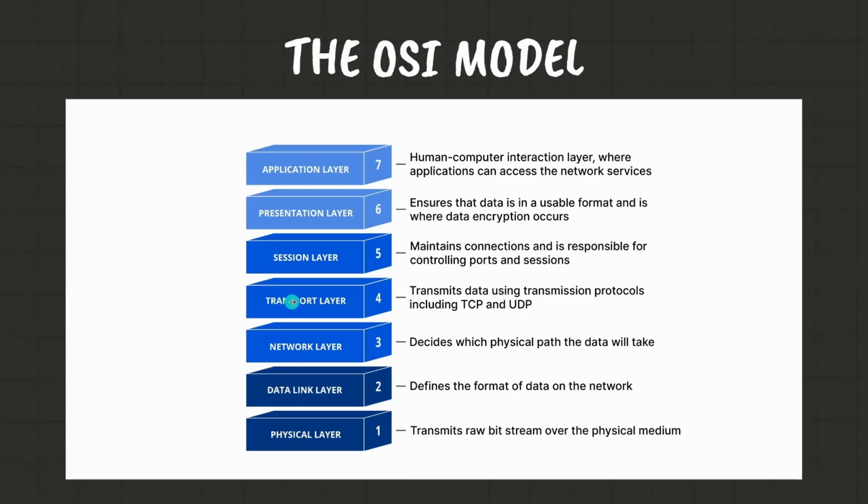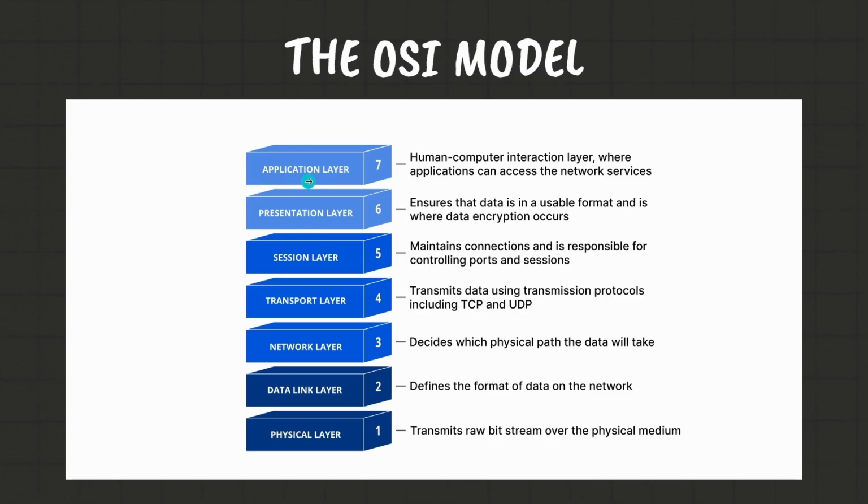Layer 4, or transport layer. This layer manages data flow and error control between devices. This is done with the help of protocols like TCP and UDP. Layer 5, or session layer. This layer establishes and manages connections between applications. Layer 6, or presentation layer. This layer formats data for the application layer. Examples can be pictures, videos and document files.